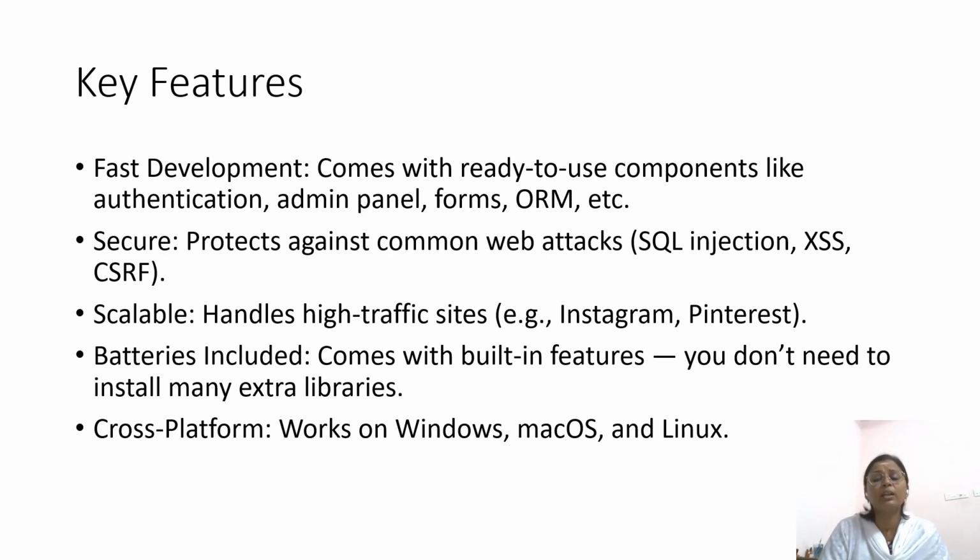Then key features. What are the key features of our Django framework? The first is fast development. By coding manually, we spend an enormous amount of time, but using Django, we can develop web applications much faster. It comes with ready-to-use components like authentication, admin panel, forms, ORM, etc. Like this, we can develop very fast.